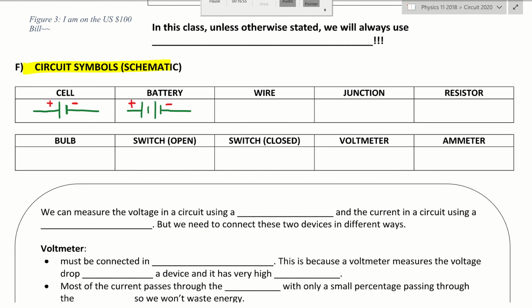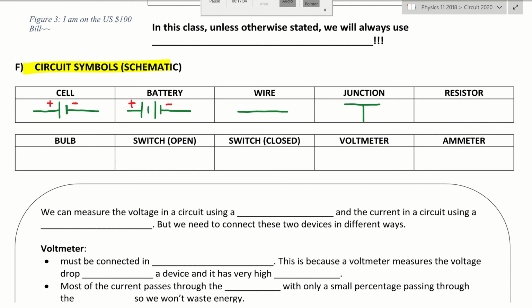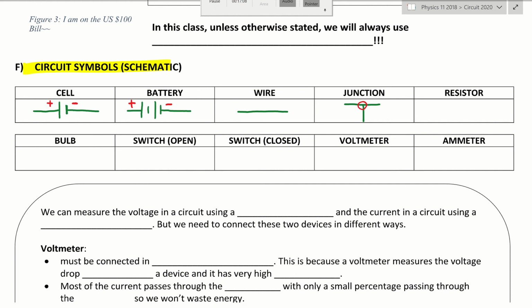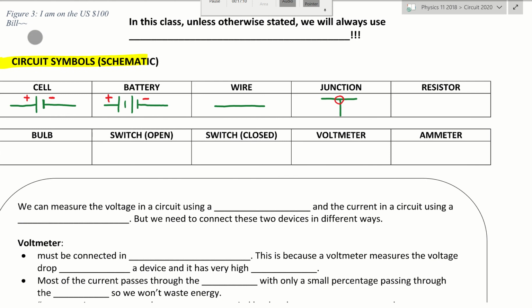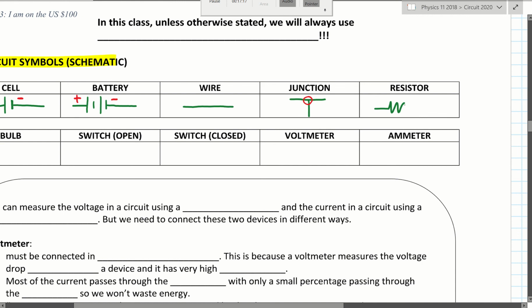Wire is just a line. That's easy. Junction: sometimes you have wire that splits up. The point where the wire splits up is called a junction point. Resistor: a resistor is anything that is consuming energy a lot of times. So a resistor is represented by something like this.